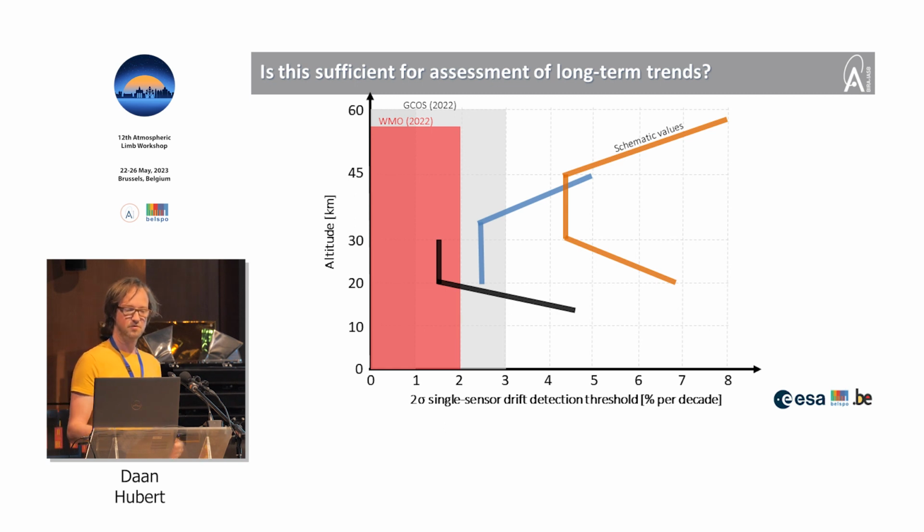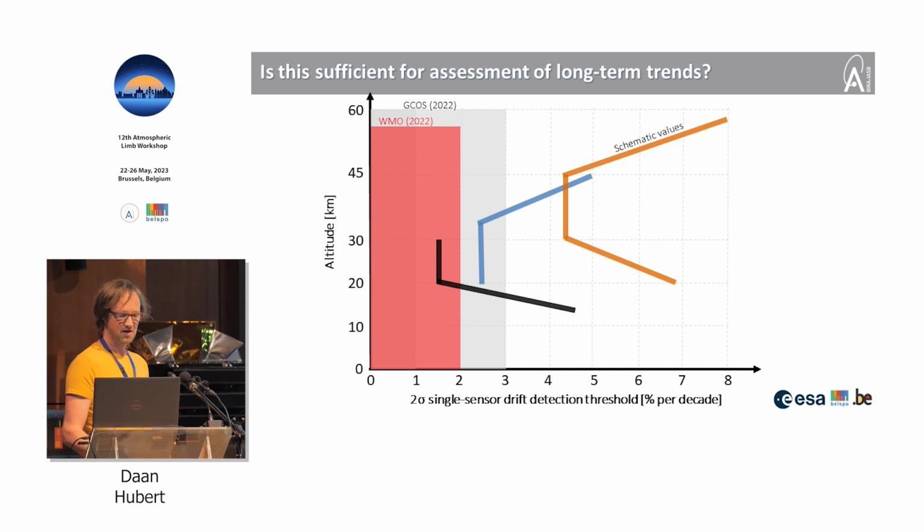So users have updated their requirements. There's this GCOS document that is driving many of the activities in the field and instrument development. In terms of stability, the goal is 1% per decade, and the threshold is 3% per decade.